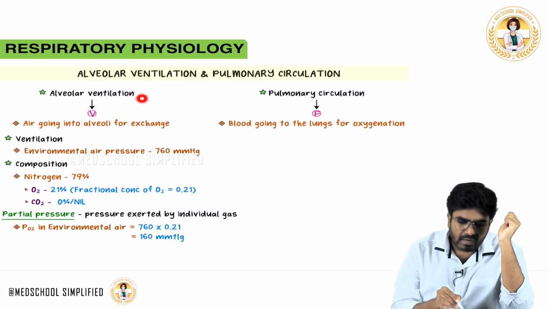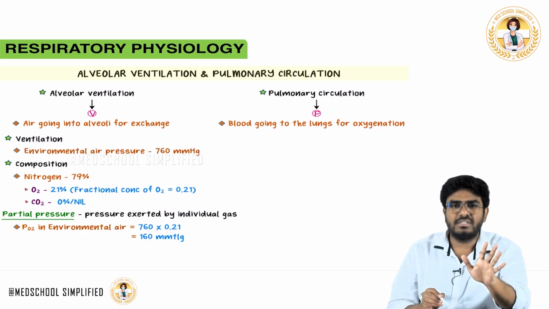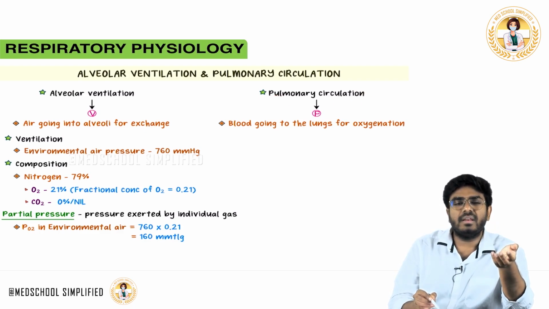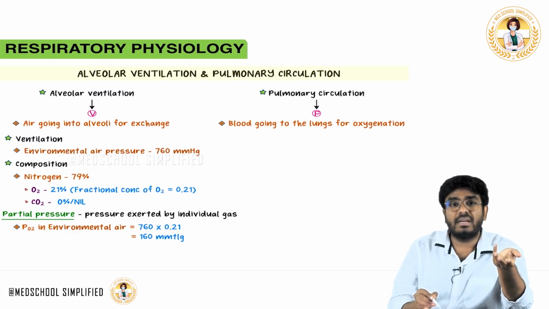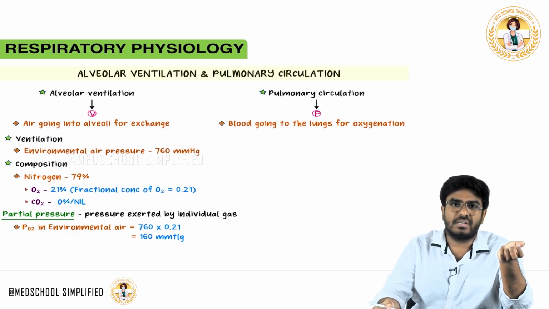So what exactly is this alveolar ventilation, sir? Alveolar ventilation is the air going to the alveolus for exchange. The amount of air that reaches the alveolus for the purpose of exchange is alveolar ventilation. And what is the pulmonary circulation? Pulmonary circulation is the amount of blood that will be sent to the lungs for the purpose of oxygenation.